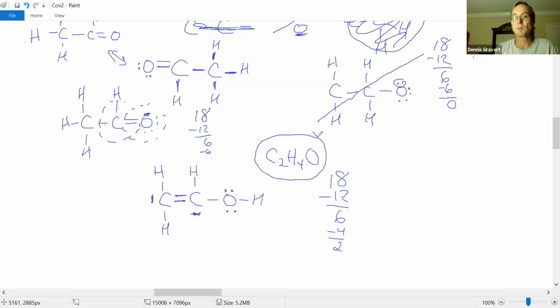There's 2 molecules represented by 1 chemical formula. The word for that is isomers. These are isomers of each other. Different molecules, same formula. That's a little preview of a much later concept.